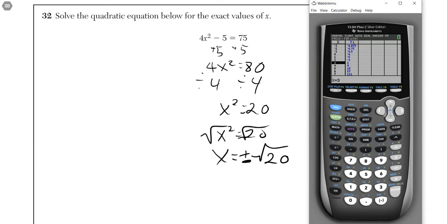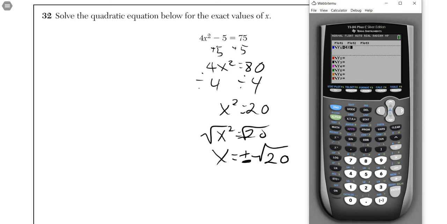Actually, it will be tricky to do it by graphing, because notice that it says the square root of 20. So that's an irrational number. It's going to come out as a long decimal, so it's going to be a little bit tricky to get that. But let's see what we can do.